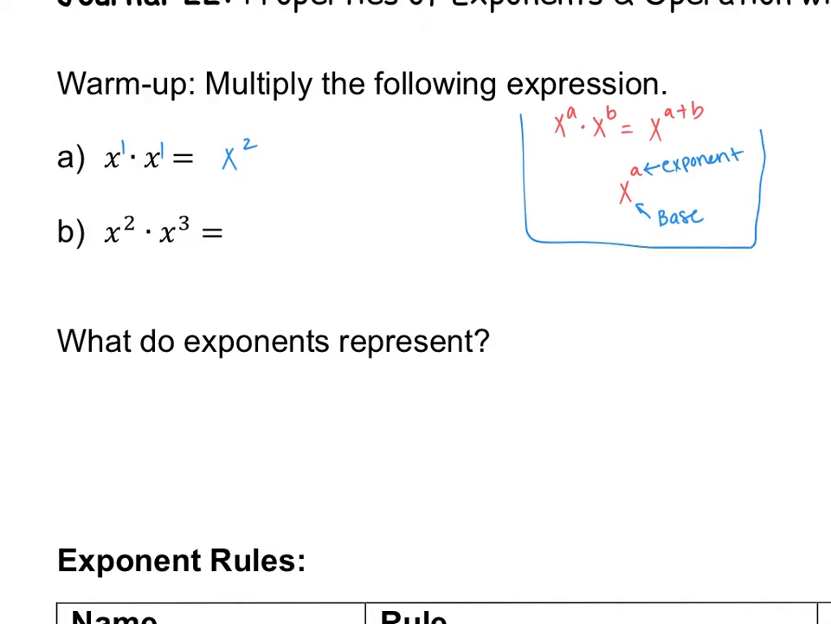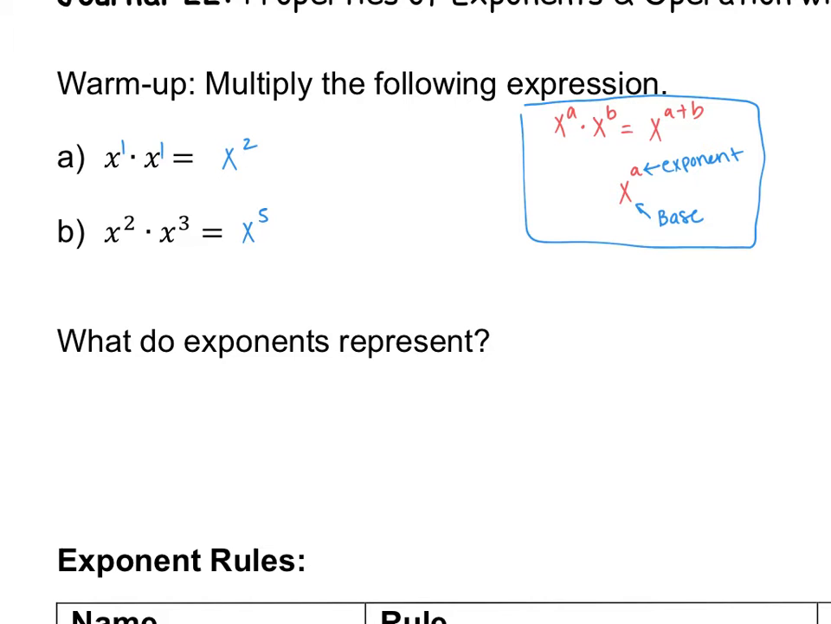So this is a property that we need to have as a foundation before we can proceed. Like this one here, you can see that both bases are x's. So we can multiply, which means that we can add the exponents. So this is x to the 5th power.